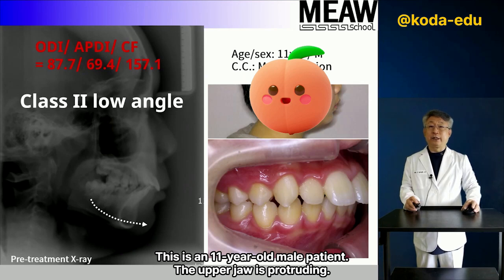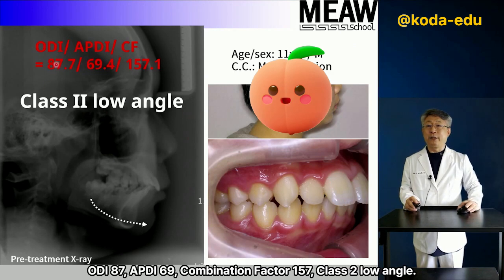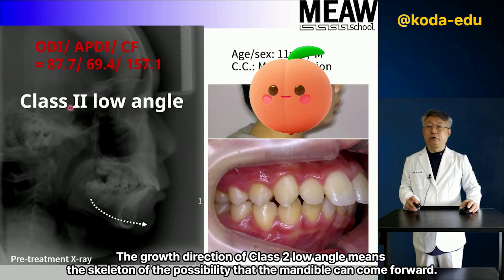This is an 11-year-old male patient. The upper jaw is protruding. ODI 87, APDI 69, combination factor 157, class 2 low angle. The growth direction of class 2 low angle means the skeleton has the possibility that the mandible can come forward.